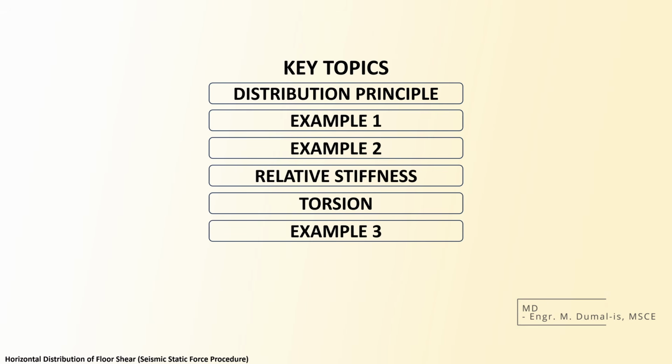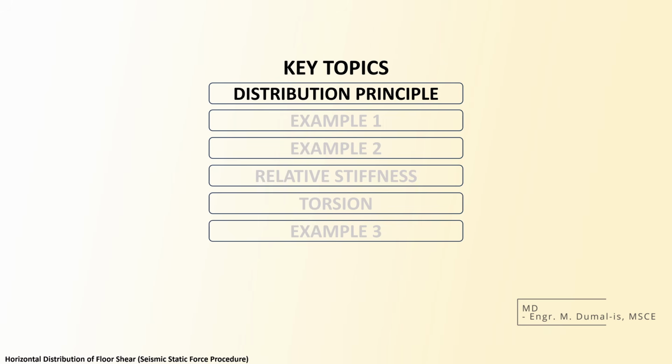Now, here's a quick overview of what we're going to cover today. We'll start with the distribution principle. Then, we'll work through example 1, which deals with a concentric horizontal distribution. Next up is example 2, where we'll examine a system with eccentricity, compute the center of rigidity, and see how force distribution works in that scenario. We'll also dive into the derivation of relative stiffness, and we'll cover the derivation of torsion. Finally, we'll wrap up with example 3, which looks at horizontal distribution with eccentricity, including computing the center of gravity, determining torsion, and distributing force.